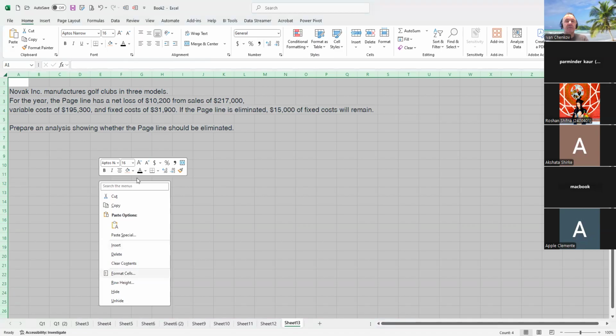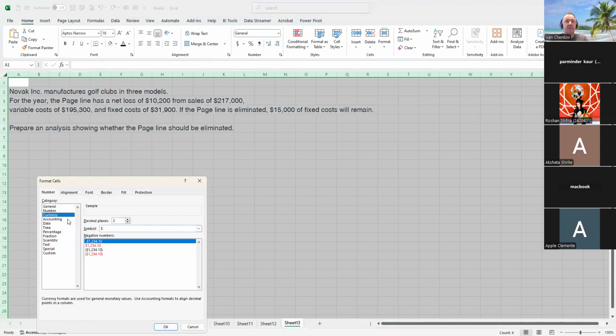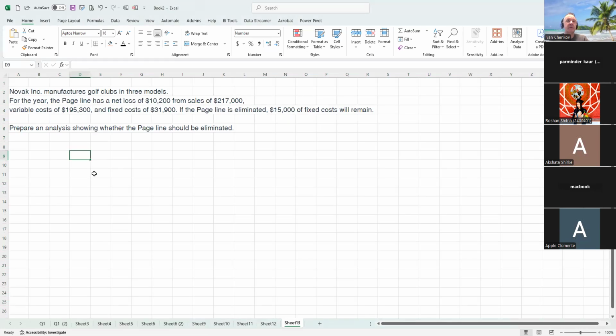So now let's go with this question. What's this question about? This company manufactures golf clubs. We have 3 models. For the year, one line has a net loss of 10,000, from sales of 217, variable cost of 150. If the line is eliminated, 15,000 of the fixed cost will remain. Prepare an analysis showing whether the line should be eliminated.